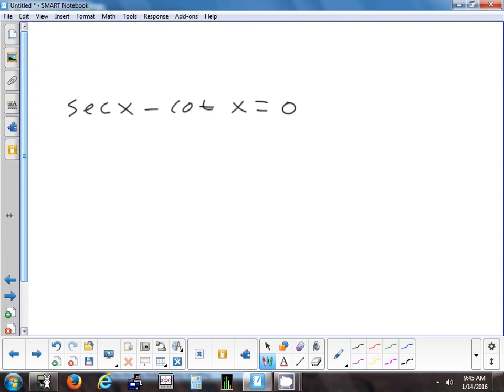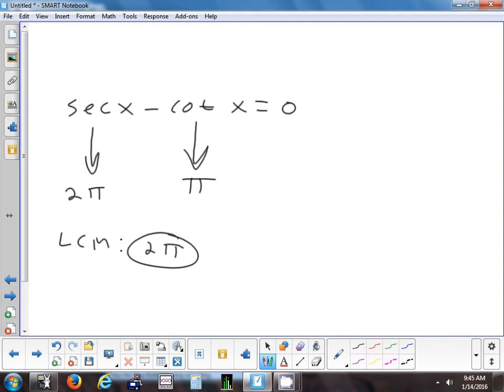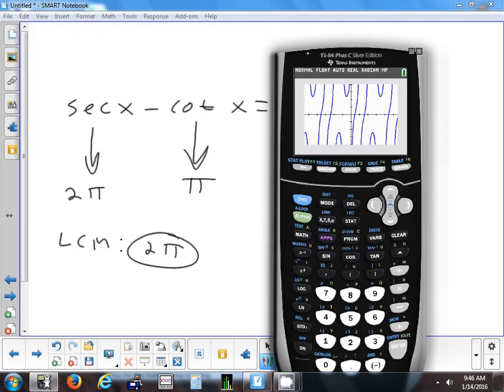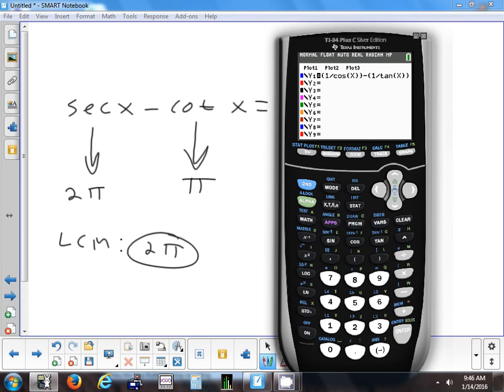So let's set our window. To do that, let's figure out the period here. The period for secant is 2 pi. Period for cotangent is pi. And the least common multiple is 2 pi. So if I want all answers within one period, I have to have a window that's 2 pi units wide. Now, there's several ways I can do that.